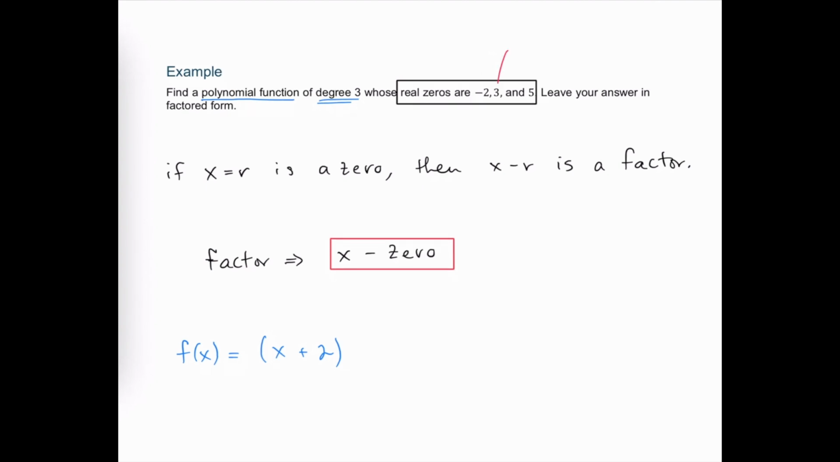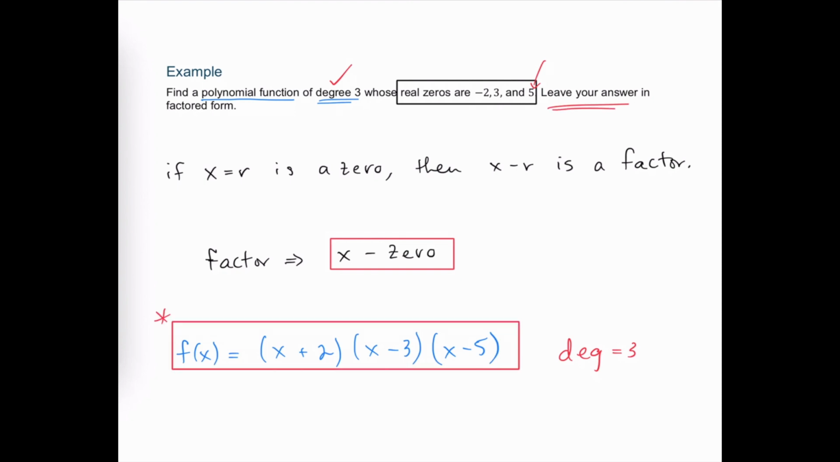Now let's look at the 0, +3. If x is equal to 3 is a 0, then x minus that 0 must have been a factor. And finally, the 0, +5. If x is equal to 5 is a 0, then x minus 5 must have been a factor. Now this is one possibility for this polynomial. It is a degree 3 polynomial, which satisfies this criteria. We're to leave it in factor form, so this will be our final answer.